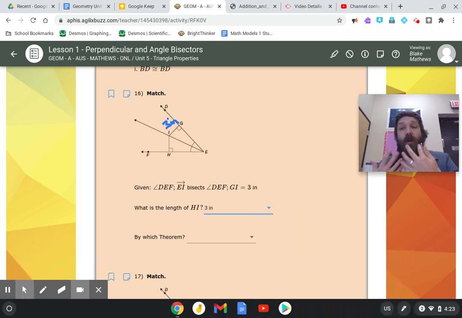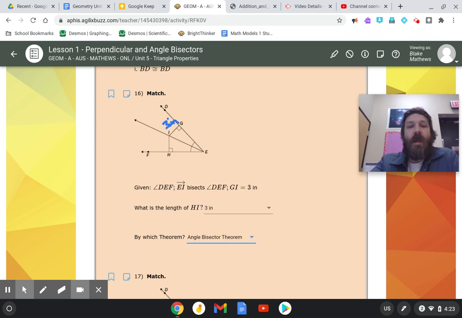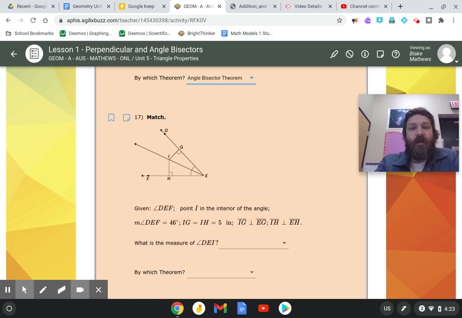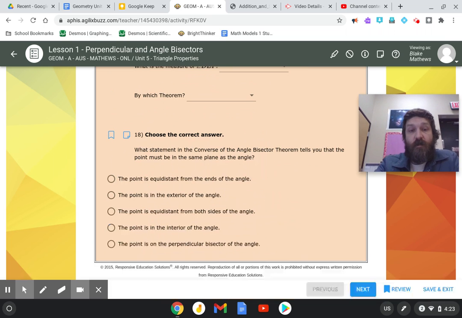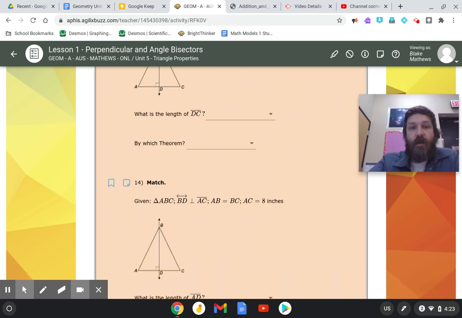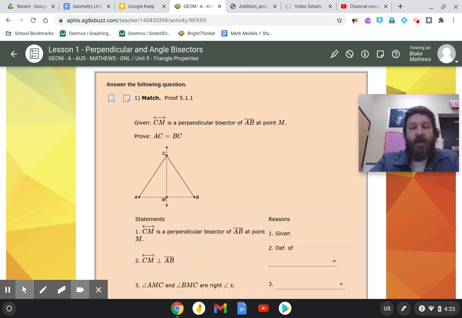And what theorem? Well, we were given angle bisector information, and we are proving that there is equidistant. So that's going to be the angle bisector theorem. And in number 17, you're going to do something very similar. Maybe it's the converse. You'll have to see yourself. And then we have another vocabulary question in number 18. Now, the rest of this video is going to be me going through the proofs for you. There are 2 of them, starting with this one in number 1.